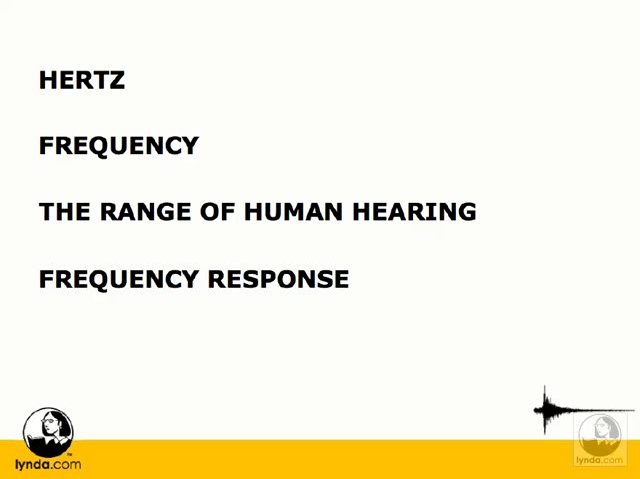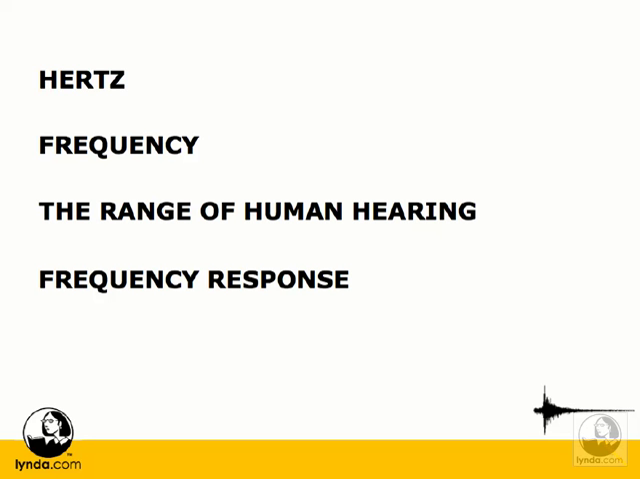So that's basically it for hertz, frequency, the range of human hearing, and frequency response. To recap, hertz, which is signified by a big H and a little z, refers to the number of times a cycle or something happens per second. When we talk about hertz in relationship to frequency, we're talking about the number of times a sound wave completes a cycle per second. The range of human hearing is a frequency range of 20 hertz at the low end up to 20 kilohertz at the high end.